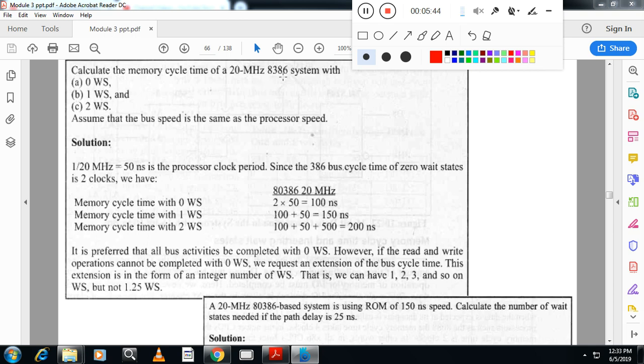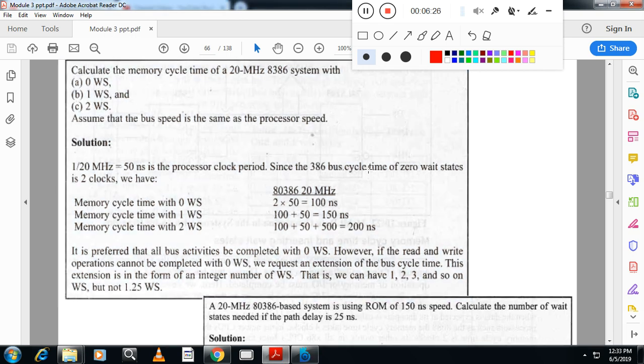Suppose if they ask about 8086, then it is 4 cycles. 4 cycles means you have to multiply 4 into 50, so that time it becomes 4 into 50, 200, plus wait. So in the exam they may ask 8086. Please remember, this is a 386 machine. 286 machine onwards, it is a 2 clock cycle. 1 memory cycle means 1 bus cycle means 2 clocks. So this is the memory cycle time.